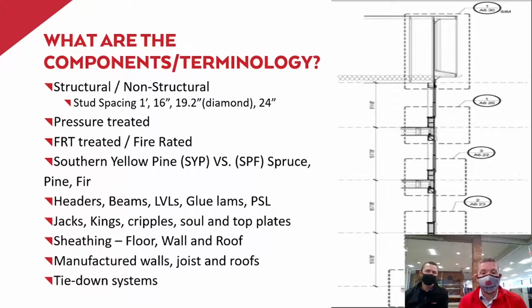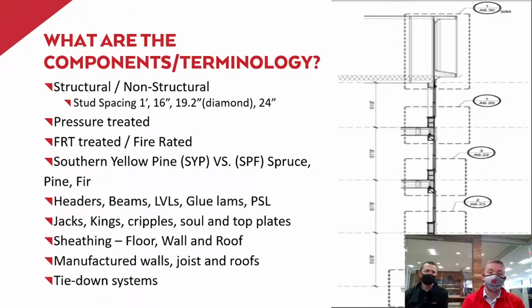So what are the components and terminology? Structural, non-structural. Structural is a component that is taking weight from above generally. It is supporting the structure above. Exterior walls are 9.9 times out of 10 structural walls. They're carrying your floor load, your roof load, all the way up. Beams are considered structural. Posts can be considered structural.